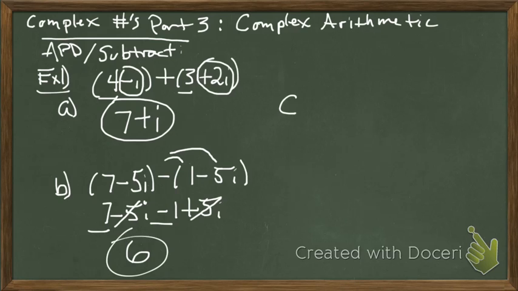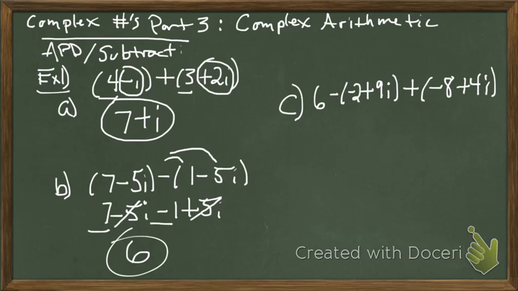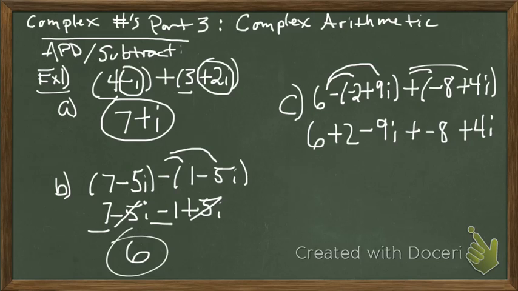Let's do one more where we're adding and subtracting. This one is going to be a little bit more daunting, but not a whole lot. If I have 6 minus the complex number negative 2 plus 9i, and then add that to the complex number negative 8 plus 4i. First thing that I'm going to do is distribute that negative. So I'm going to have 6, and if I distribute the negative to the negative 2, it'll be plus 2. Distribute the negative to the positive 9i, that'll be minus 9i. And then I'm going to just write down plus negative 8 plus 4i. There's no need to distribute anything on that one.